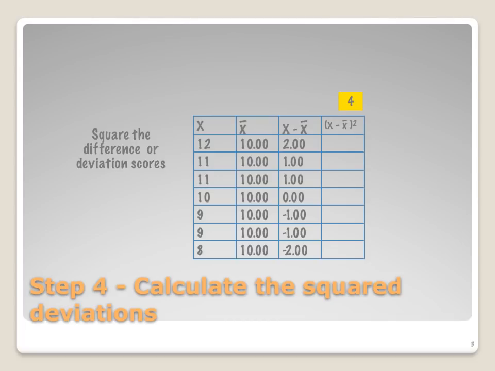So to get rid of those negative signs, we square it. We square each deviation score. This method is a much more accurate measure of that standard deviation. So what you're going to do now is take each deviation score and square it, and the answer you're going to put into the fourth column.